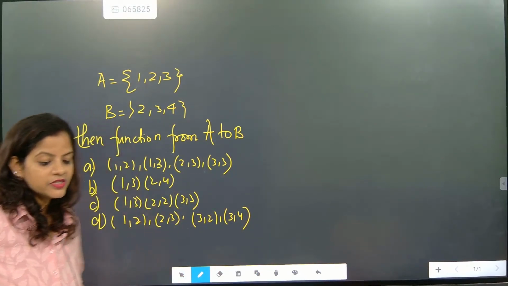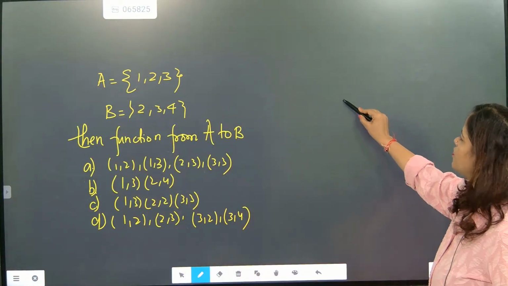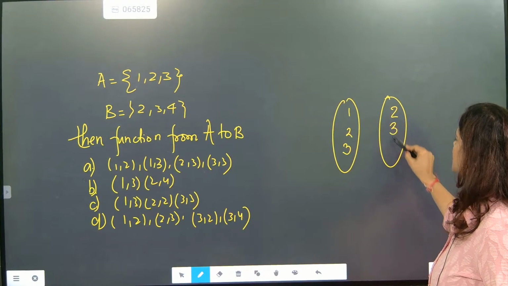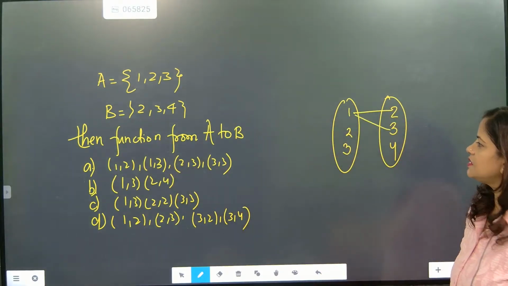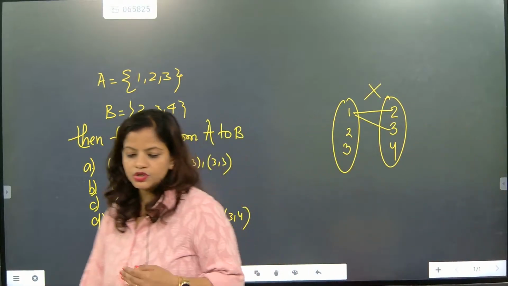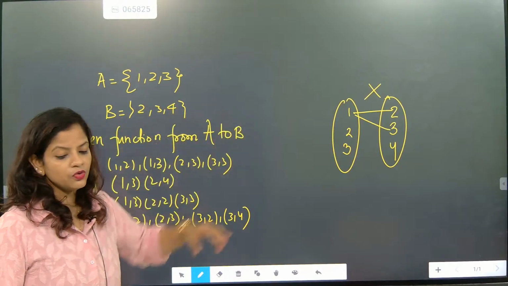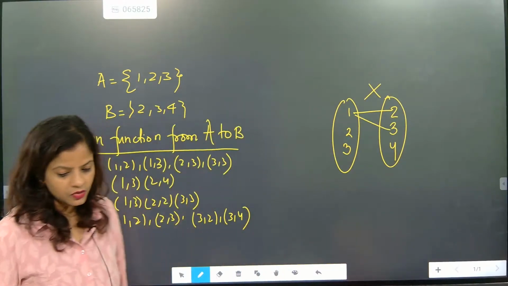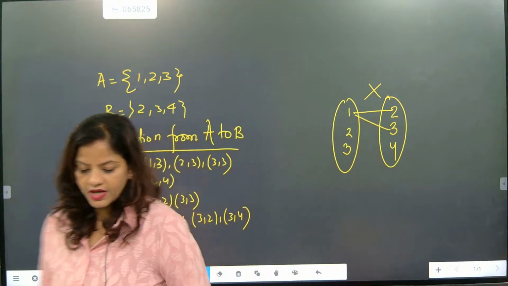Now we are going to solve the question. Let's check this one out: function from A to B. They're asking for a function from A to B. If A is equal to 1, 2, 3 and B is equal to 2, 3, 4, then check which is a function from A to B.